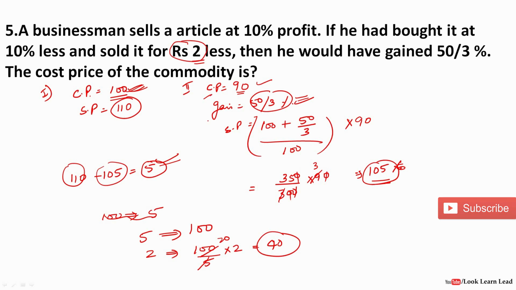So we have the cost price and the gain, and we have calculated the selling price. Initially the selling price was 110, finally the selling price was 105. So the difference between the selling prices is 5 when the cost price is 100. Now the difference has to be 2. If the difference is 2, what would be the cost price? We have to calculate that because this is what is asked. So this is 40.